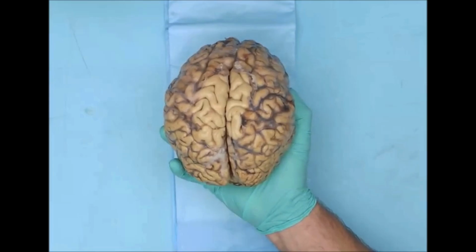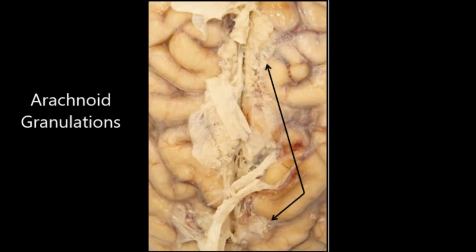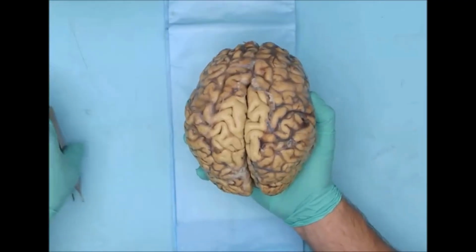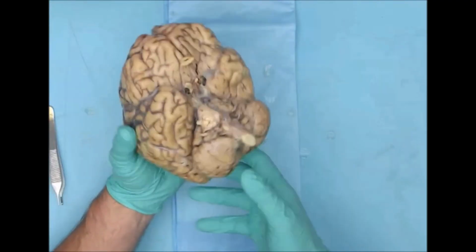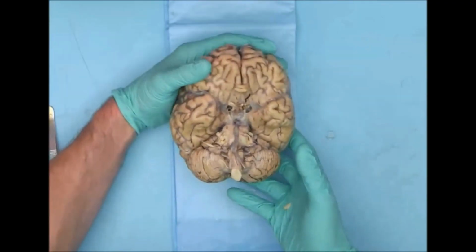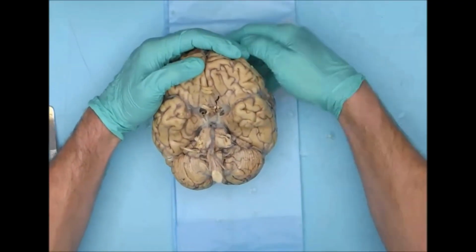I'm going to try to zoom in on that. Anyways, we're going to continue on with the dissection. The first thing that I like to do is dissect out the circle of Willis.